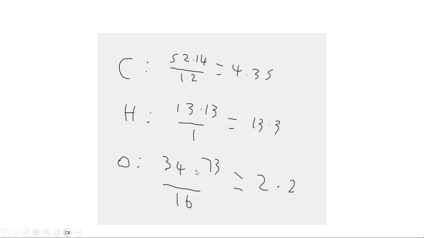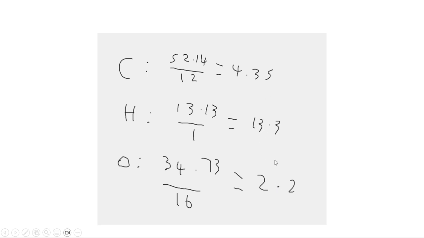34.73, the percentage of oxygen, divided by 16, which is the Ar of oxygen, gives you 2.2. So now I've got the moles. Now, after I got the moles, you need to do something called a mole ratio or a mole fraction. What you do is you divide them by the smallest number. So what's the smallest number here? The smallest number here is 2.2, yeah?